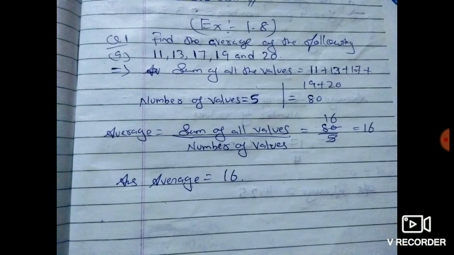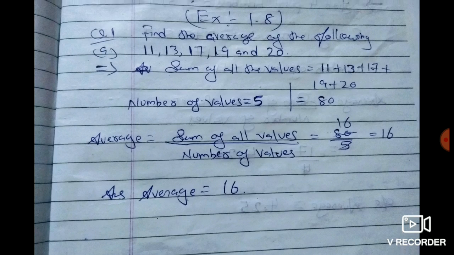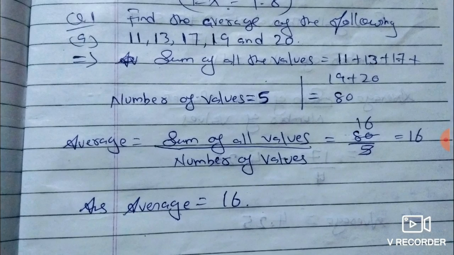Next, exercise 1.8 is about average, how to find out the average. So here a new formula is given. The formula of the average is average equal to sum of all the values upon the number of values. Before using the formula, very first we have to find out the sum of all the values and next the number of values. So here you can see the question is given: 11, 13, 17, 19 and 20.